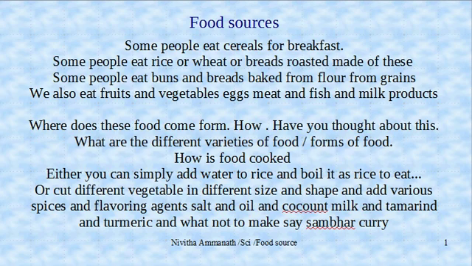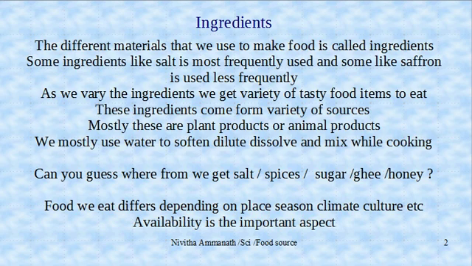Either you can simply add water to rice and boil it, then you will have rice to eat. Or you cut different vegetables in different sizes and shapes, and then add various spices, flavoring agents, salt and oil, and then coconut milk to taste, tamarind paste, turmeric, and then you make a sambar curry. So you can cook food in different ways. You can make it simple, you can make it complex.